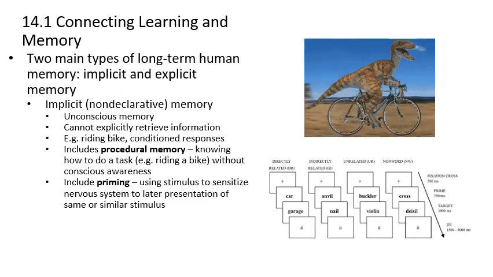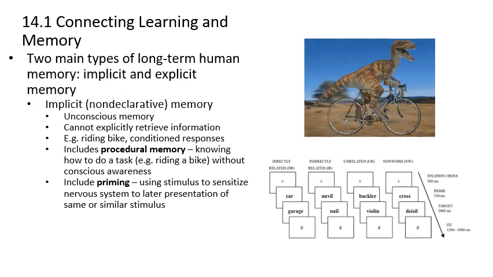Two main types of long-term human memory are implicit and explicit memory. Implicit is also known as non-declarative memory sometimes. It's unconscious memory. You can't explicitly retrieve that information. It includes things like riding a bike, conditioned responses, and priming.